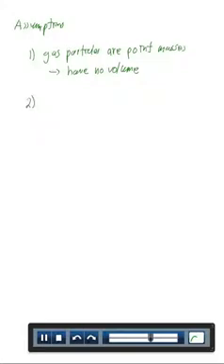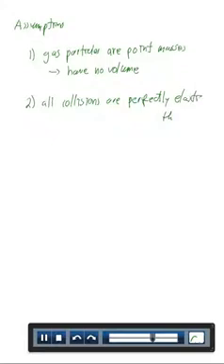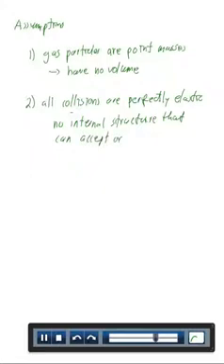The second assumption is that all collisions are perfectly elastic. That's just saying there's no internal structure that can accept or give off energy. An example of a fairly elastic collision is like pool balls, where you can put English on the pool ball and all the kinetic energy from the cue ball can be transferred to another ball on the pool table. So they're hard spheres, and that doesn't allow for energy to be transferred much internally.